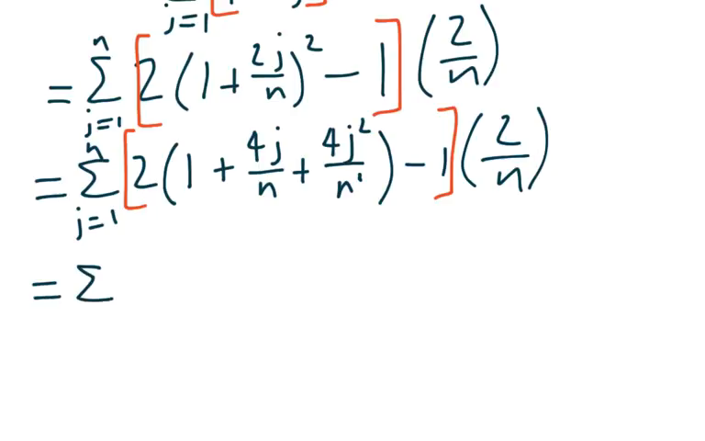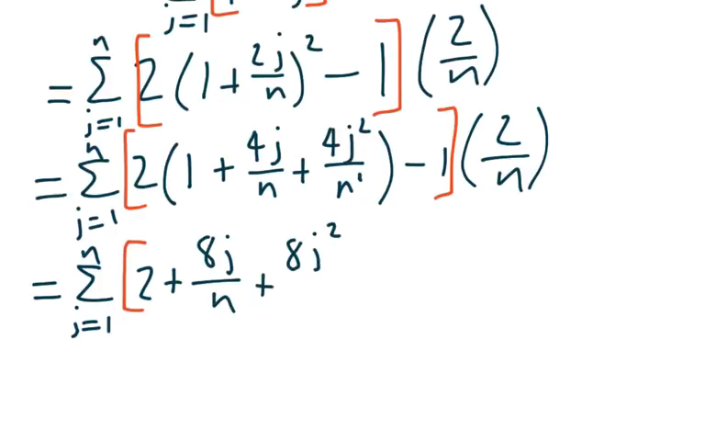So let's multiply out some more. We get the sum as j goes from 1 to n of, let's group again, 2 plus 8j over n plus 8j squared over n squared. Now I've got this minus 1. But over here in the front I've got a plus 2. And 2 minus 1 is 1, so I'm going to go ahead and combine those. I'll erase that 2 and draw in a 1. So that's what we get when we fully multiply out f of x sub j.